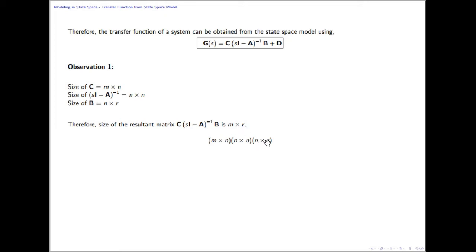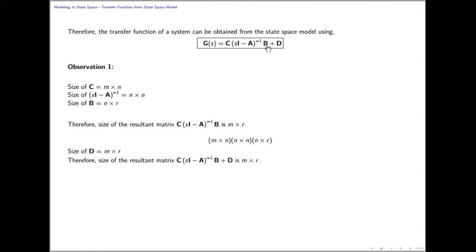So this is the size of matrix C, this is the size of the inverse matrix, and this is the size of the matrix B. So we will get a resultant matrix of the size m cross r, okay? And the size of the D matrix is also m cross r.